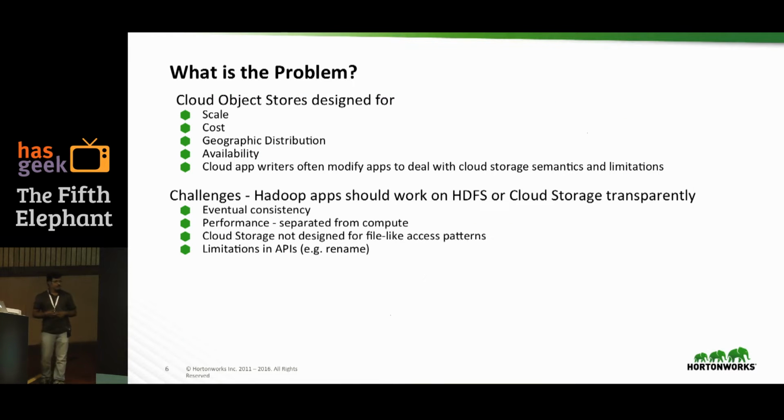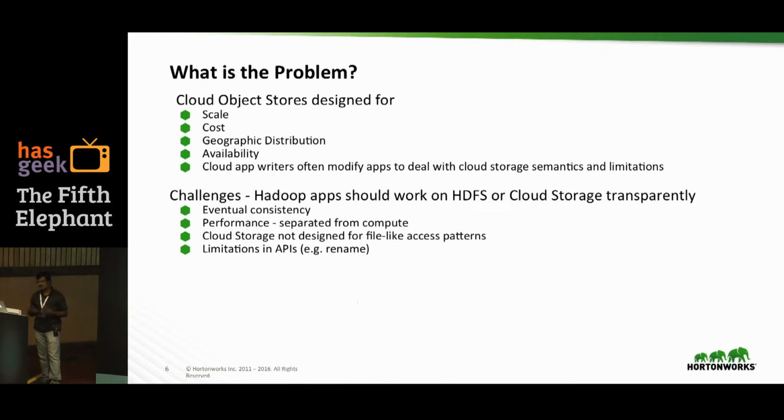So what are the kind of problems that we have in terms of moving towards the goal that I mentioned in the earlier slide? If you look at it, cloud object stores are mainly designed for scale, cost, geographic distribution, availability, and so on. However, there are certain challenges associated with that. For instance, how do we make sure that the Hadoop apps that are being developed are going to seamlessly work in both HDFS as well as the different cloud object stores?